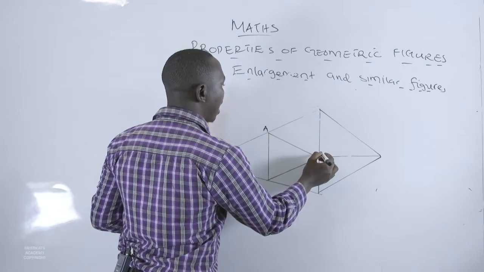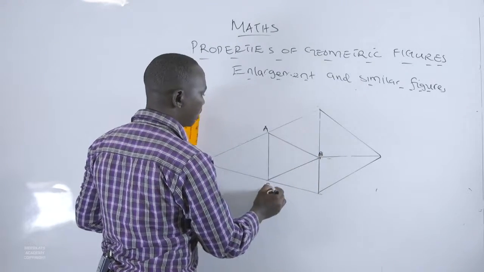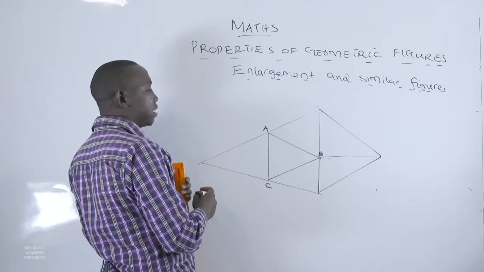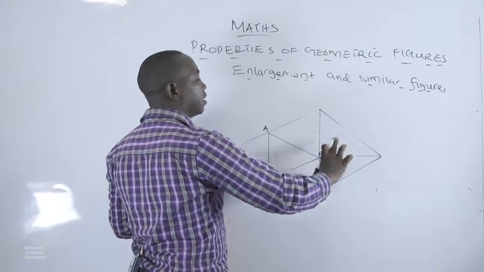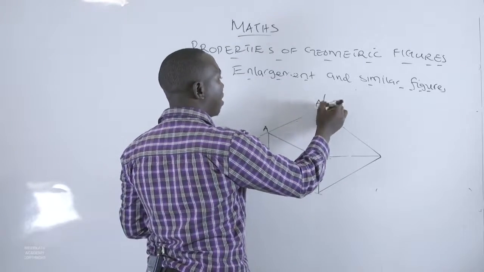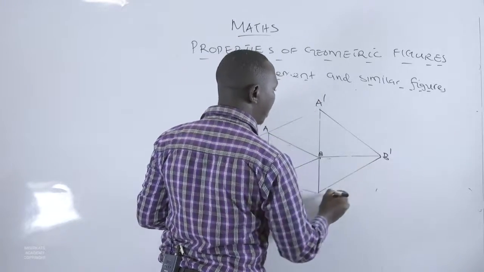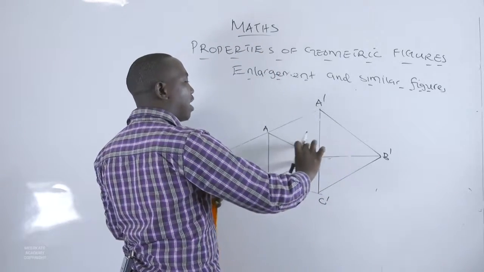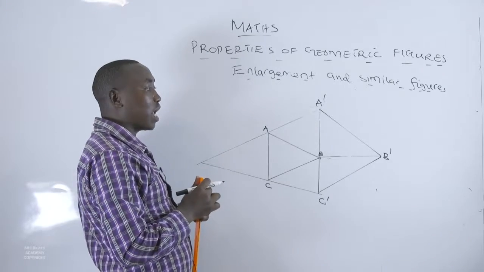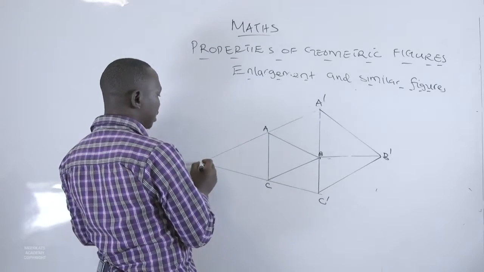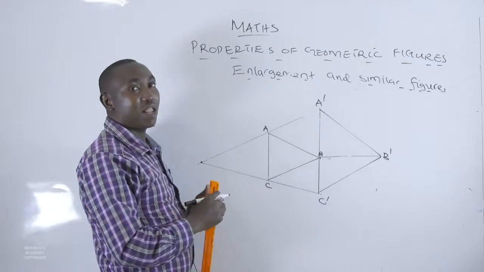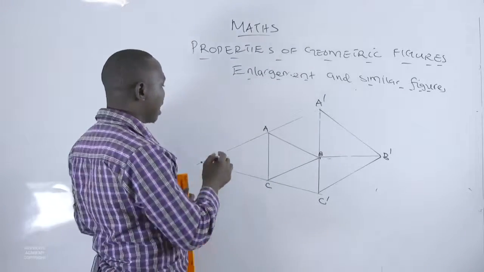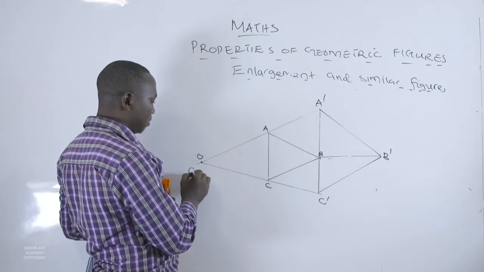So our original triangle was ABC, but we have enlarged it so that we have A prime, B prime, C prime. So you can see that this triangle is much bigger than this triangle. This point where we began the enlargement from is what we refer to as the center of enlargement.